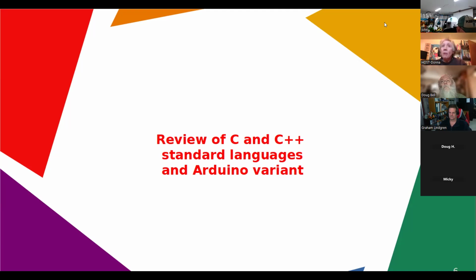Keywords. Every language out there has keywords that are part of the syntax and the character of the language itself. These are what are called reserved words, either keywords or reserved words, and they cannot be redefined by the programmer. That's the important concept there.